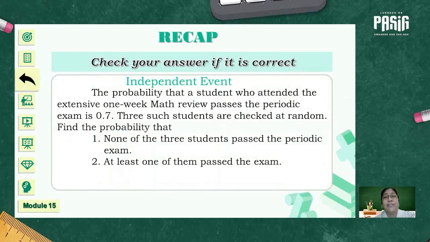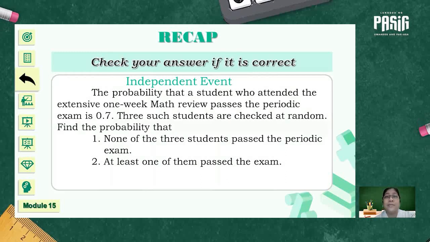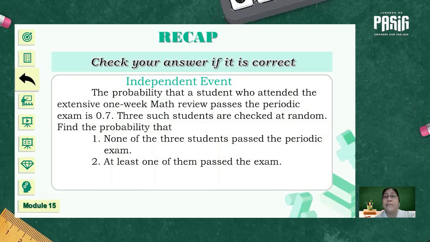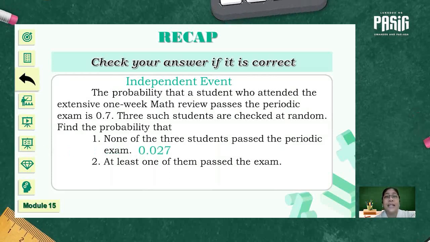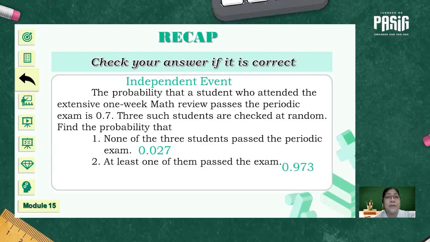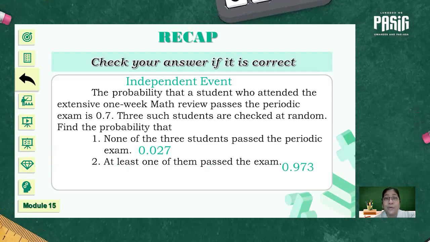This is an example of independent event. And to answer number 1, we simply multiply 0.3 by 0.3 by 0.3, which is equal to 0.027. And to answer number 2, just get the complement of number 1, which is equal to 0.973. Did you get the perfect score? I hope so.